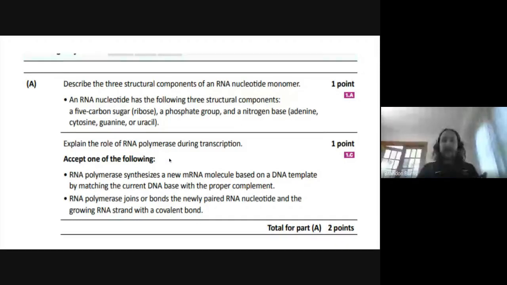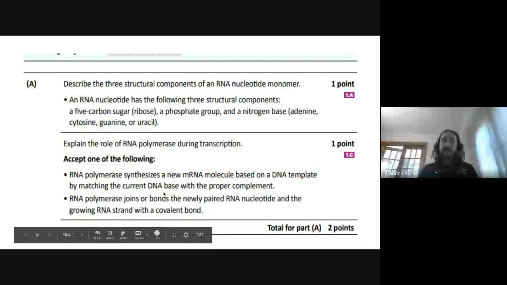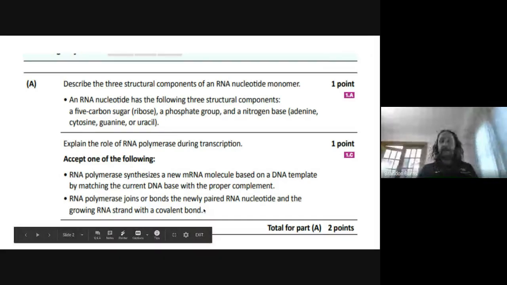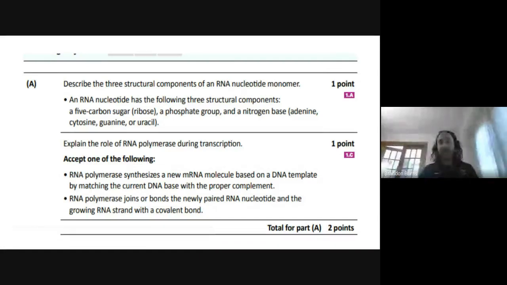The second point in question A asked you to explain the role of RNA polymerase during transcription. Again, this is a point that's difficult to earn if you didn't do Unit 6 or you don't remember your transcription translation work from last year. But there are two acceptable answers. So you can say that RNA polymerase makes new mRNA molecules based on the DNA template, by matching the DNA base with a complementary base. Or you could have said something like, RNA polymerase joins or bonds newly paired RNA nucleotides in the growing RNA strand with a covalent bond.